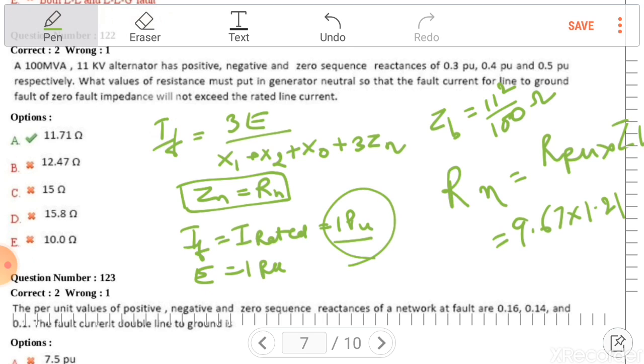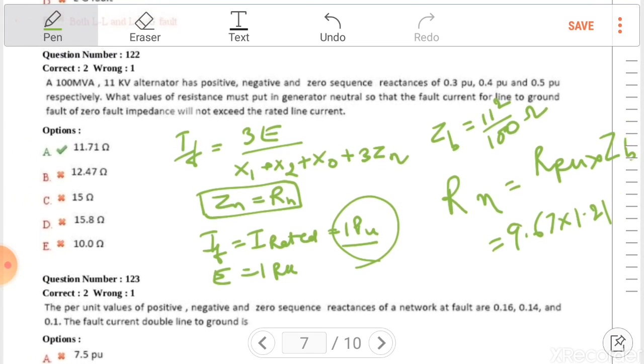We have the fault current formula: 3 by x1 + x2 + x0 addition with 3Zn, and fault impedance is 0 here. Zn is the resistance connected at the neutral side, and EMF is given as 1 per unit. We can find the neutral resistance from here, and after finding it in per unit, we will convert it to ohms by multiplying it with the base impedance, which is equal to kV squared by MVA. So the answer is 11.71.